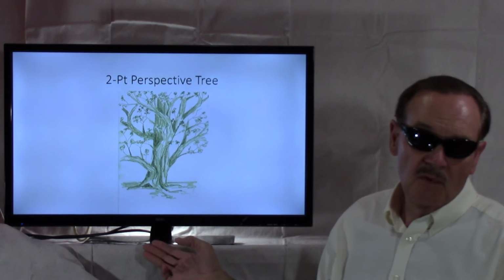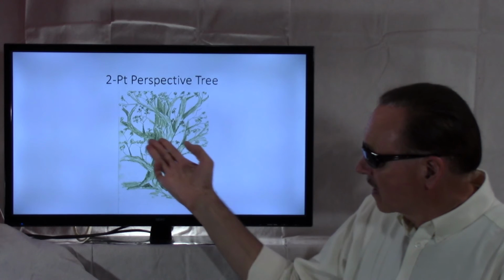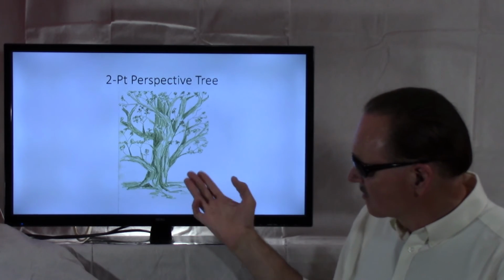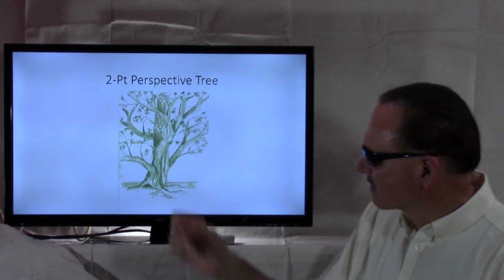Now, if you draw a forest, just draw more of these trees, but don't make them look identical. And this gives you a nice appearance of a tree that has some foliage on it.